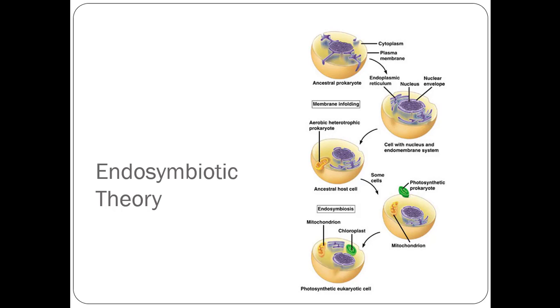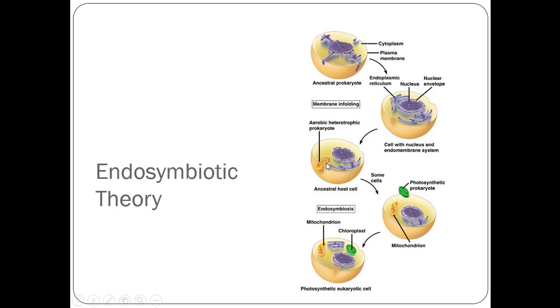So I mentioned in a previous slide overview that it's believed that eukaryotes came about because larger prokaryotes inhaled other prokaryotes, and they sort of inherited their function. So as you can see here, you have an ancestral prokaryotic cell, and what it does is it's enfolding right here, and it's absorbing another prokaryote.